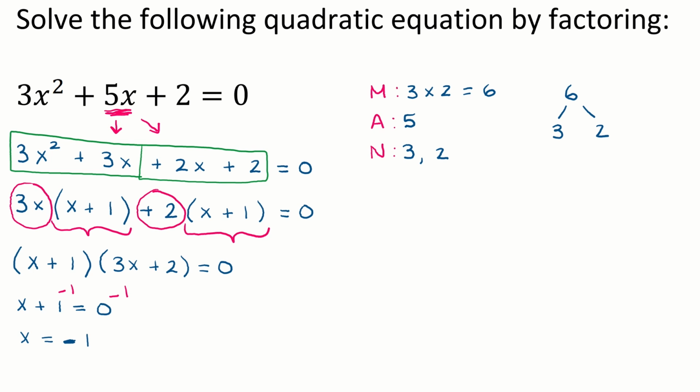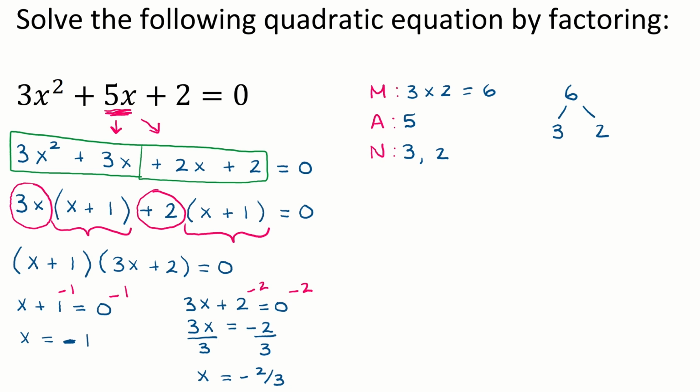And then for our second bracket, we have 3x plus 2 is equal to 0. We can start by subtracting 2 from both sides, which brings us to 3x is equal to negative 2. And then divide both sides by 3, and that gives us x is equal to negative 2 over 3. So in this case, we know that our solutions are x is equal to negative 1 and x is equal to negative 2 over 3. Those are both the x-intercepts for this question.